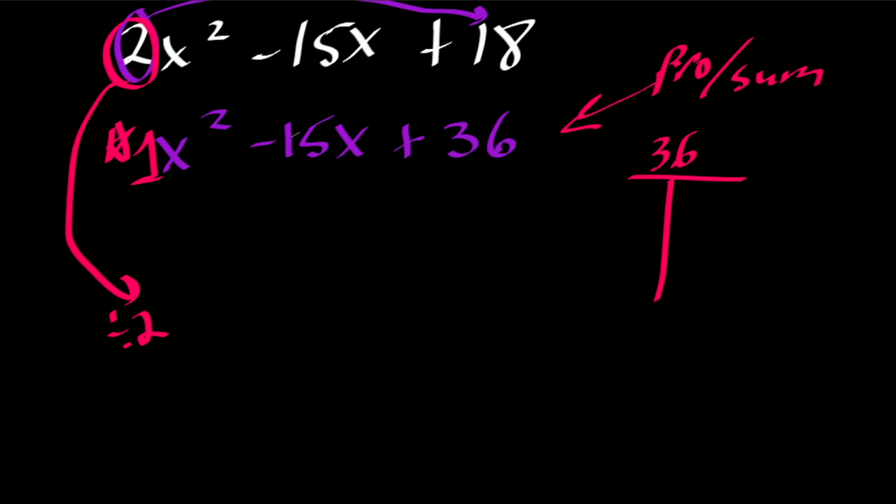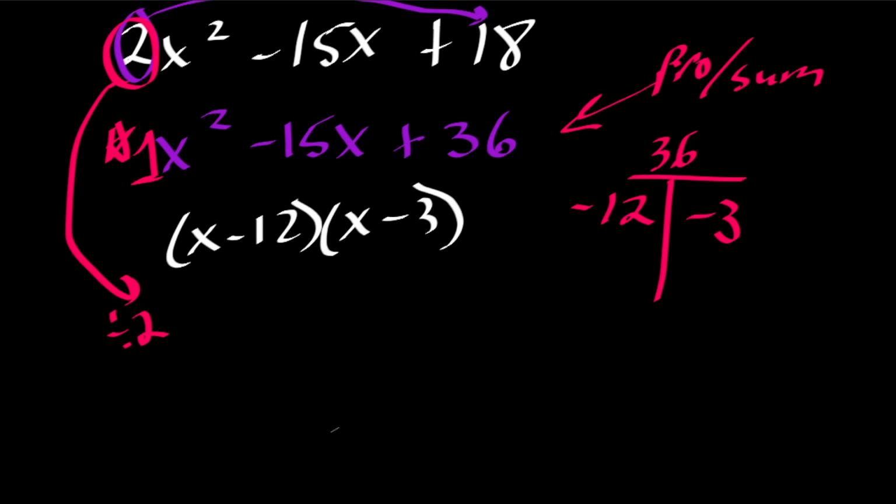And it needs to be a negative 15. And I'll tell you, 12 and 3 are going to work, but 12 plus 3 is positive 15. So what does 12 and 3 need to be? They need to be negative. So then I'm going to rewrite this and say, x minus 12 times x minus 3.